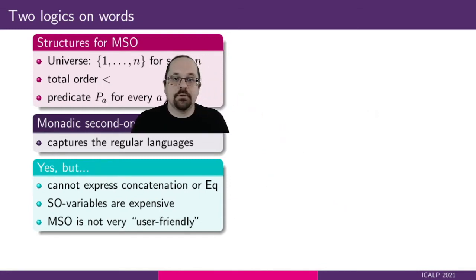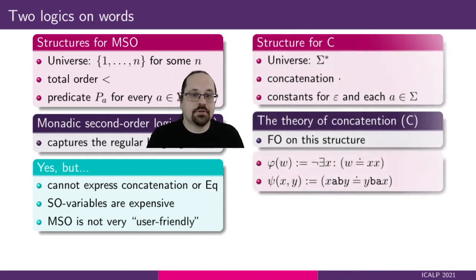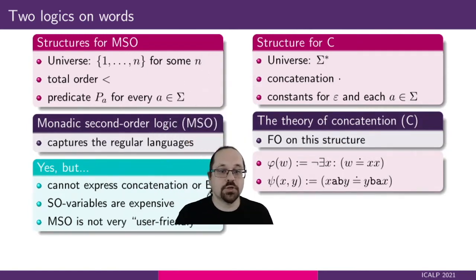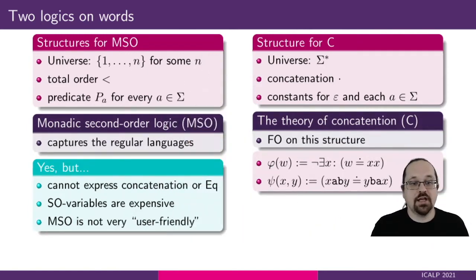There's another big logic on words, the theory of concatenation. There we basically have one fixed structure, just take all possible words over a fixed alphabet as our universe. Then as a function we can take concatenation, which stitches them together, and then we get constants for the empty word and for every letter that we might want to use. And the theory of concatenation, you can see that as first order logic using this structure.